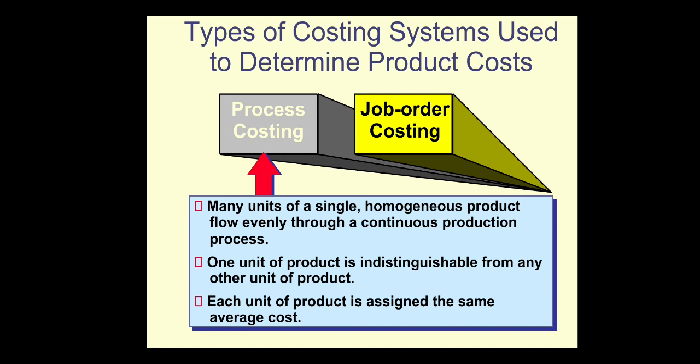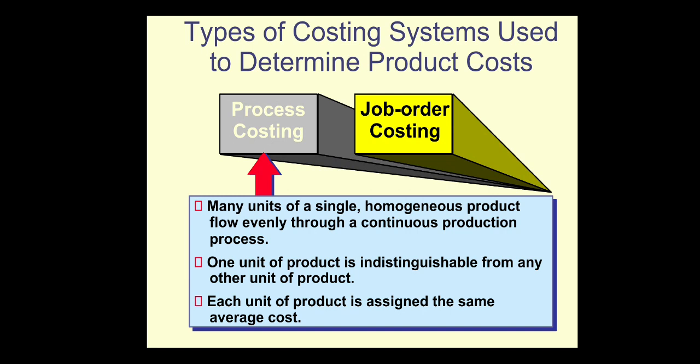Last week, in topic 8, you learned about the job order costing system. Today in topic 9, you will learn about the process costing system. Okay, let's see. These are the characteristics of a business that should use a process costing system to calculate the cost per unit of its product. See here, the first point in the blue box.